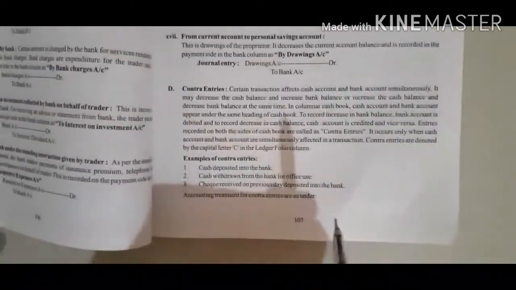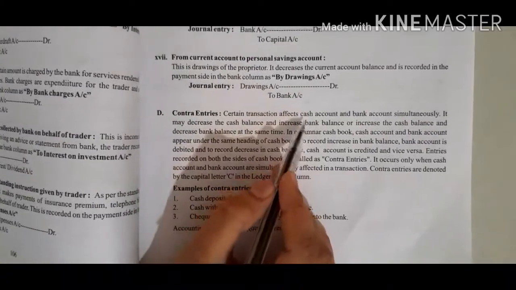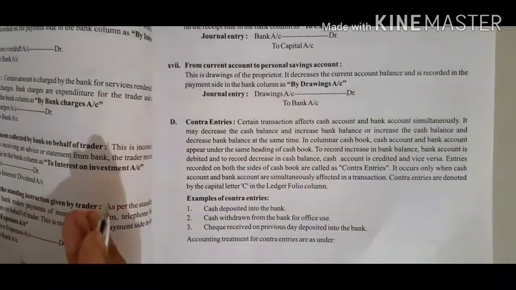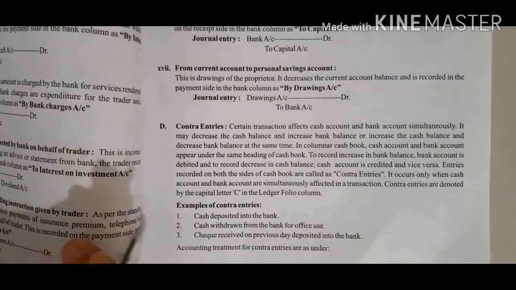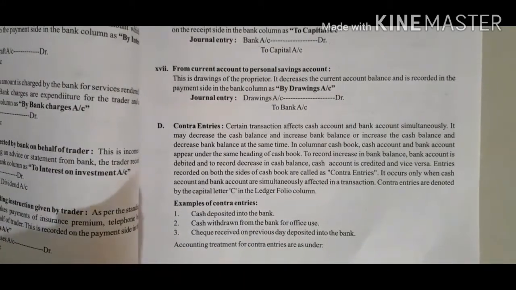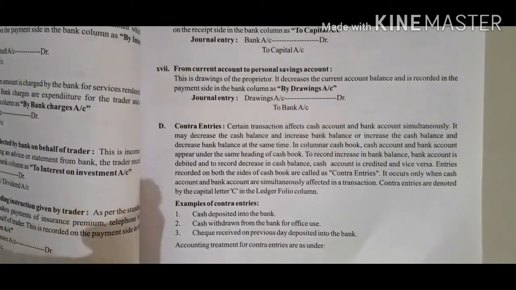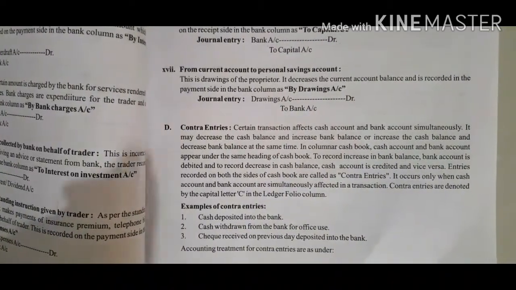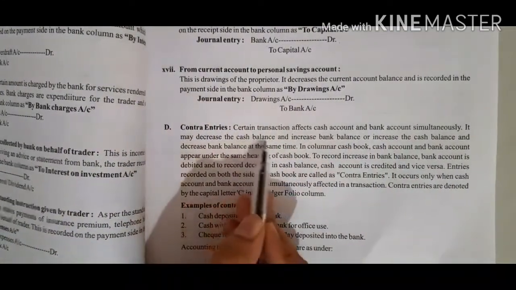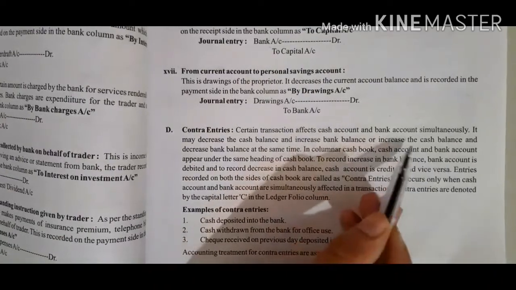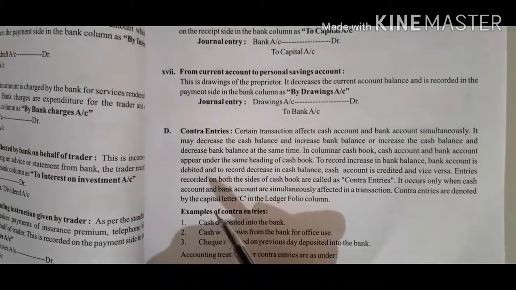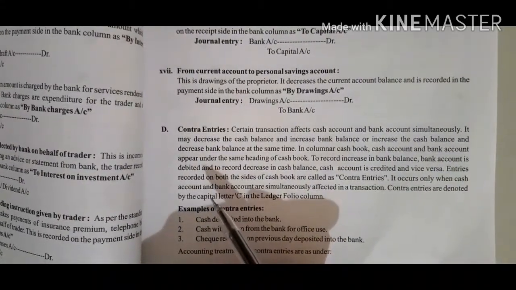Next one, contra entries. Now this is a very new topic, so let's see. Certain transactions affect cash account and bank account simultaneously. Now here in all these transactions we studied right now, just the bank account was getting affected. Okay, now here in this contra entry, two accounts are simultaneously getting affected, that is cash as well as bank account. Now here it may decrease the cash balance and increase the bank balance, or increase the cash balance and decrease the bank balance at the same time. Though these two accounts are affected, one account is going to increase and the other is going to decrease, and vice versa.